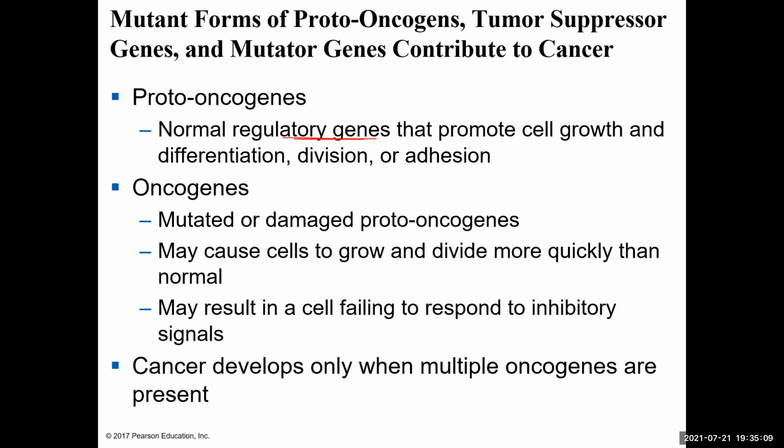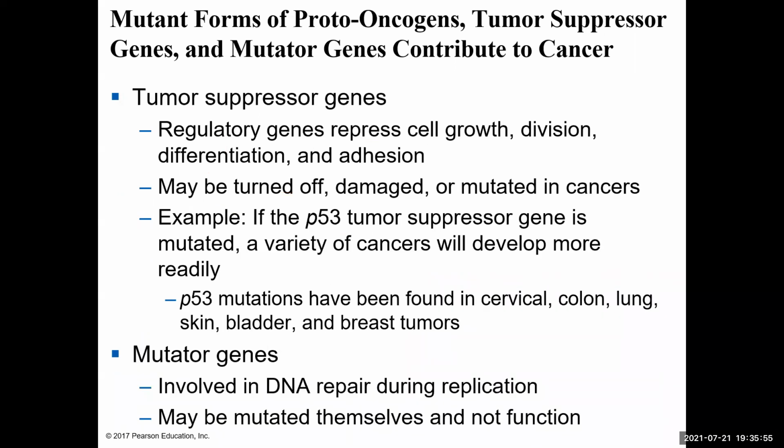Now, oncogenes are proto-oncogenes that have mutated or become damaged, say due to radiation or other environmental factors, and they cause or lead to cells growing and dividing more quickly than normal, and they don't respond to those checks that exist in the cell cycle. Generally, cancer will develop when you have multiple oncogenes present, so multiple proto-oncogenes that have become mutated, right? They begin to allow those cells to grow and divide more quickly because they're not regulating or promoting normal cell growth or division patterns.